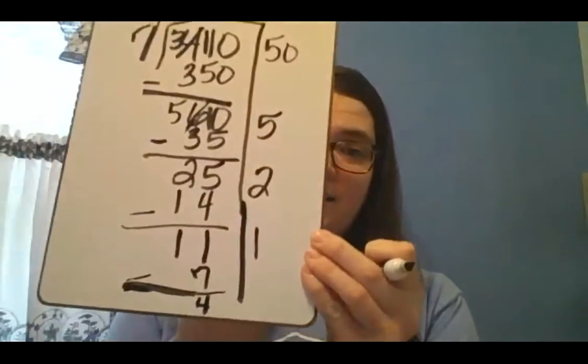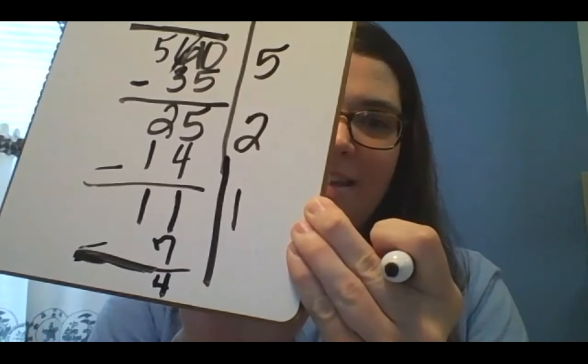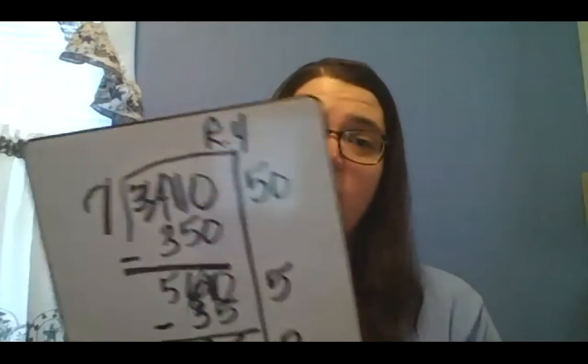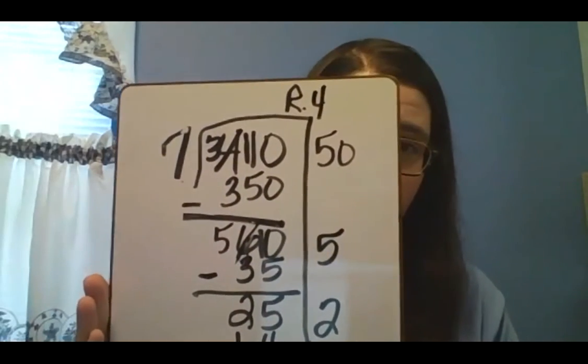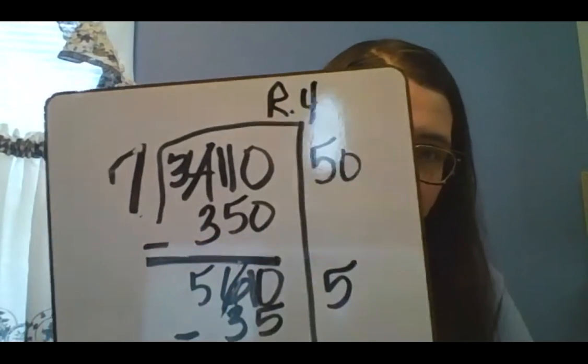We cannot get anything else out of that. We cannot get 7 out of 4. So at the top, I'm going to go ahead and put that our remainder is 4. So our remainder for this problem we already know is going to be 4. So I just put R4 up there at the top. Our remainder for this problem is going to be 4.